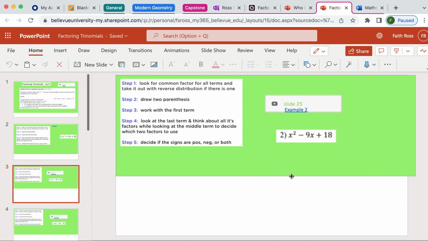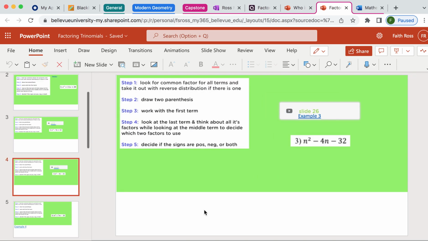So this would be our final answer. How you would say this is parenthesis x minus 6 in the first parenthesis. In the second parenthesis, you'd have x plus 3. So if we go and look at the next one, let's have you do this one on your own.